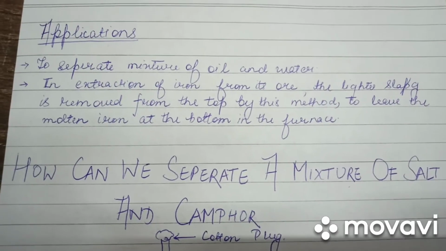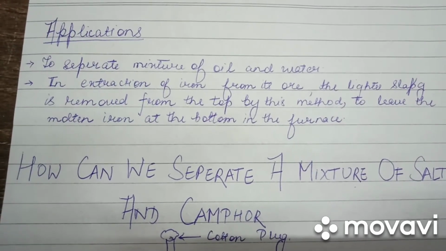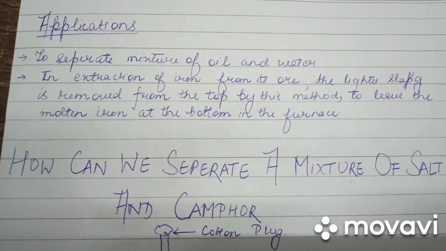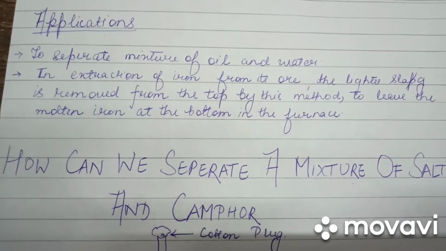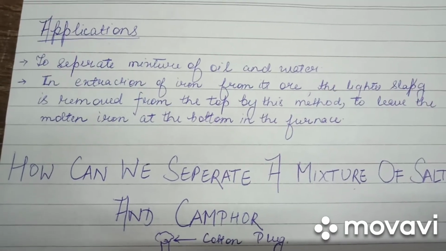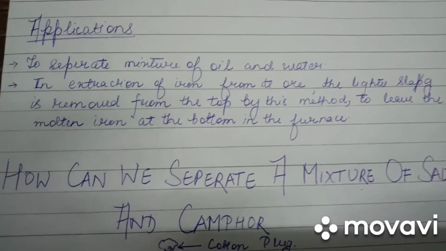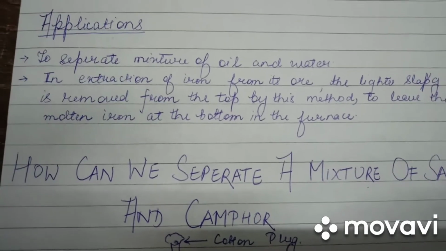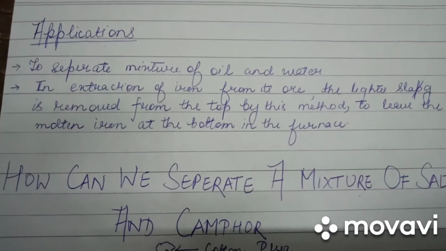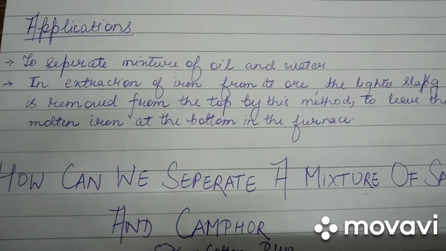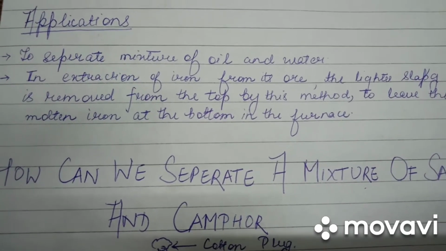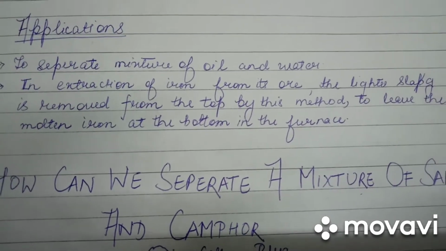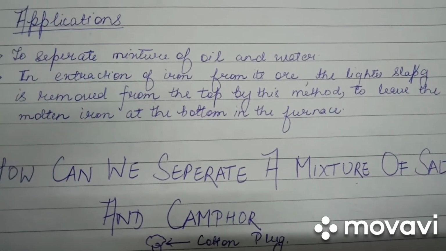In our previous video, we discussed separation of immiscible liquids as the last topic. Let us now discuss applications of the separating funnel used in the experiment. Separating funnel is used to separate mixture of oil and water. It is also used in extraction of iron from its ore. The lighter slag is removed from the top by this method to leave the molten iron at the bottom in the furnace.